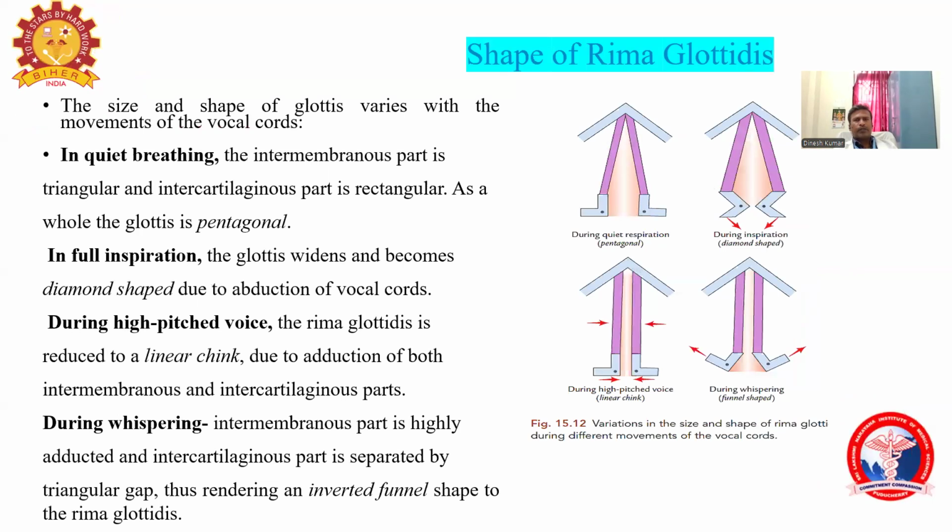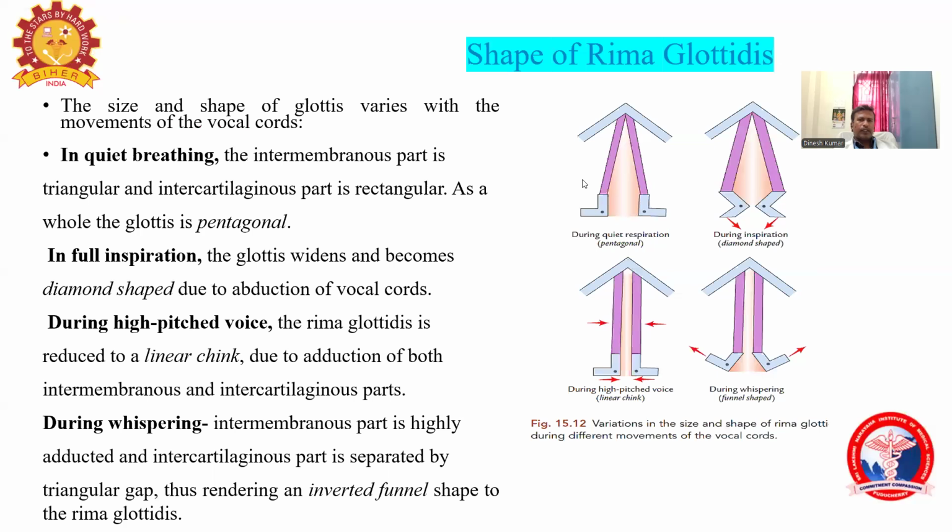Next is the shape of the rima glottidis. The shape and size of the rima glottidis vary with the movement of the vocal cords. In quiet breathing, the intramembranous part is triangular. See here, this is triangular in shape. The intercartilaginous part is rectangular, so the whole glottis is pentagonal in shape.